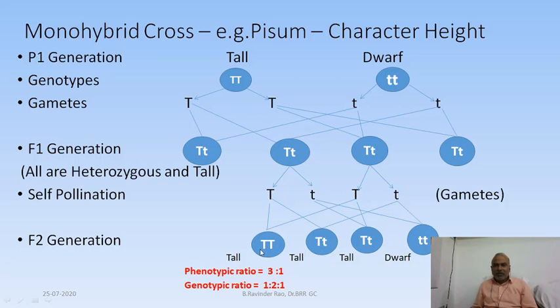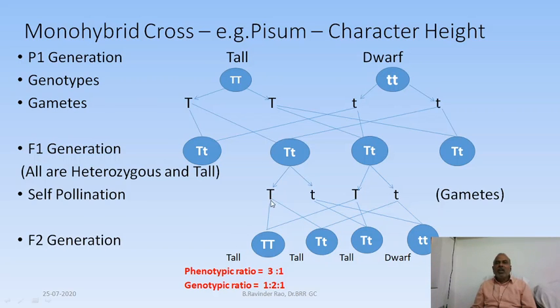And how many genotypes are there? Let's see. Capital T capital T, homozygous dominant genotype. Capital T small t, this is heterozygous genotype, and small t small t, homozygous recessive. Homozygous dominant is 1, heterozygous are 2, and homozygous recessive is 1. So what is the genotypic ratio? 1:2:1. He repeated the experiment many times with other characters and other plants, and he could get the same ratios.